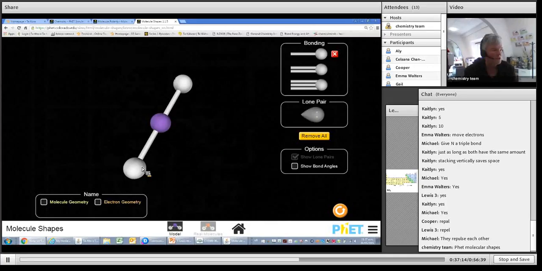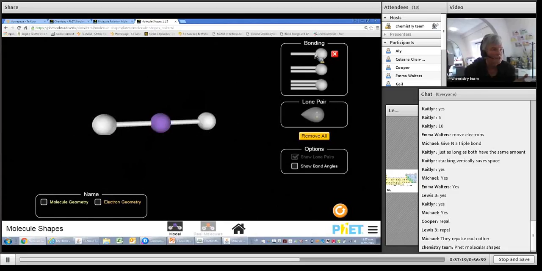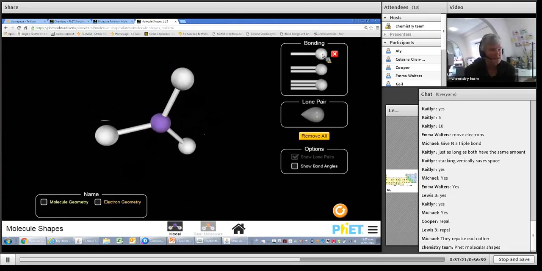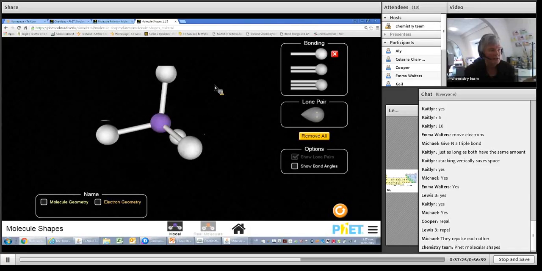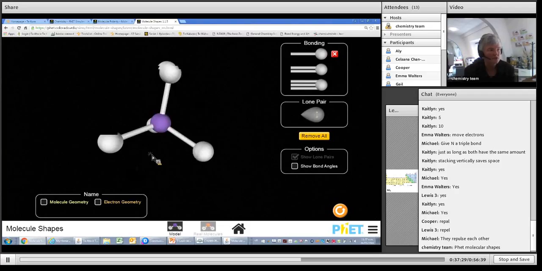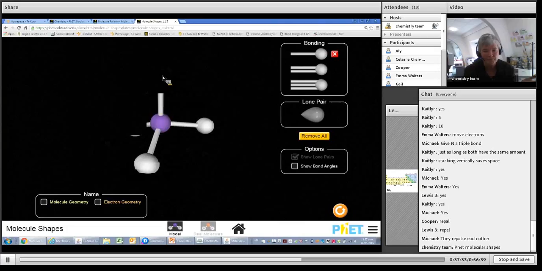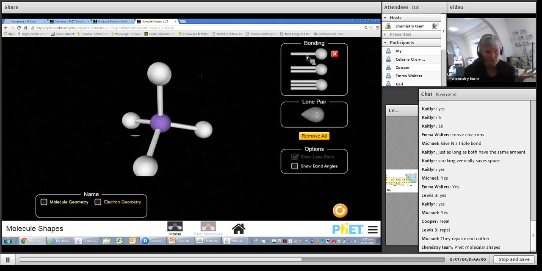Okay, so here's, as I say, my linear molecule. If I add a bond, it becomes trigonal planar. If I add another one, it becomes tetrahedral. And you can see it is in 3 dimensions. Every bond angle is 109 degrees. Next year you learn about more of them. But for level 2 you only have to know those 3 basic shapes: linear, trigonal planar, and tetrahedral.